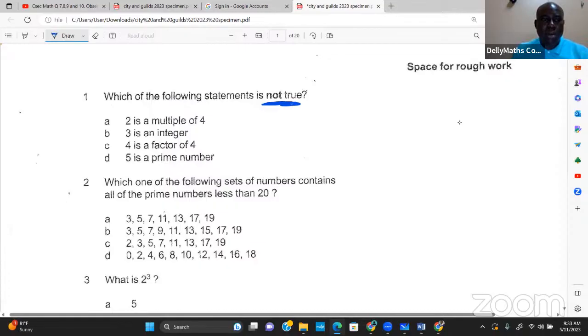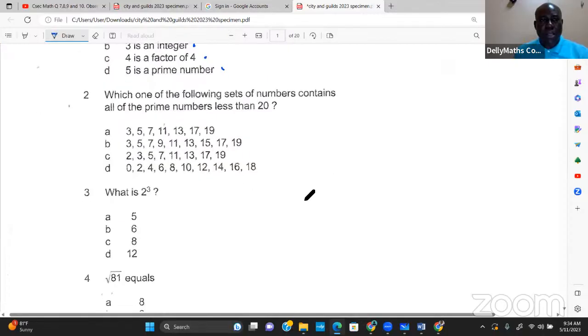2 is a multiple of 4. Well, this is not true. 2 is not a multiple of 4. This is true, and that is true. So A is not true.